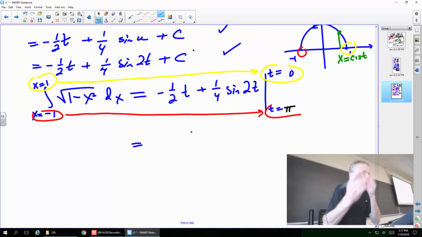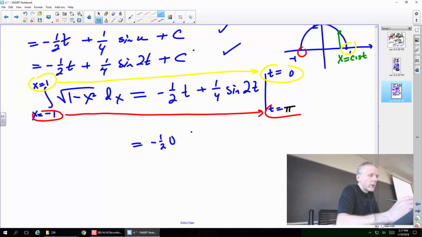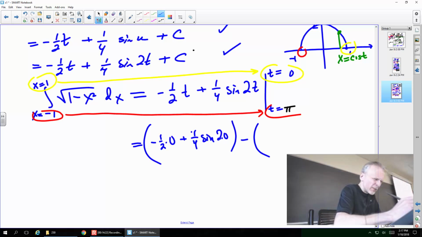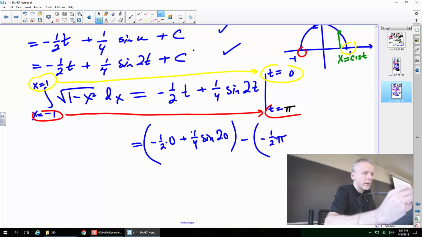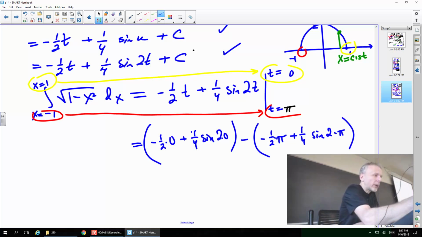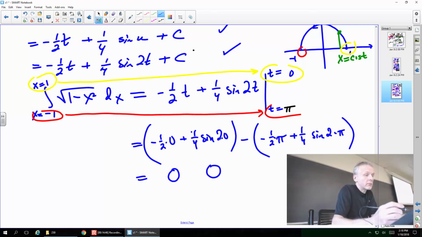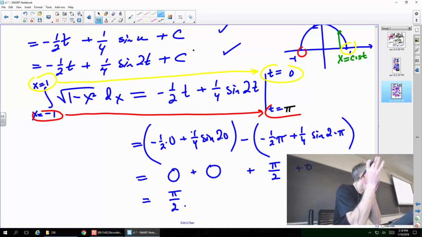Okay. So just from top to bottom. It will be negative 1/2 times 0 plus 1/4 sine of 2 times 0, minus, now I substitute pi, negative 1/2 pi plus 1/4 sine of 2 times pi. So once again, trigonometry comes into play, just specific values. 0, 0, sine of 0, 0. Pi over 2, and 0 again. So as you can see, the answer is pi over 2, as planned, as expected.